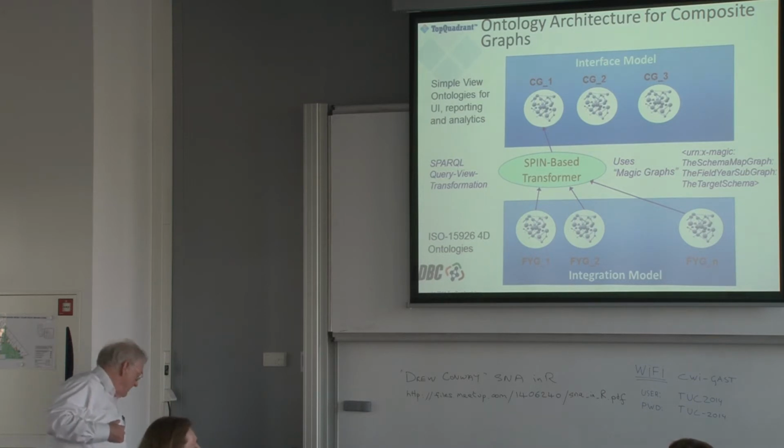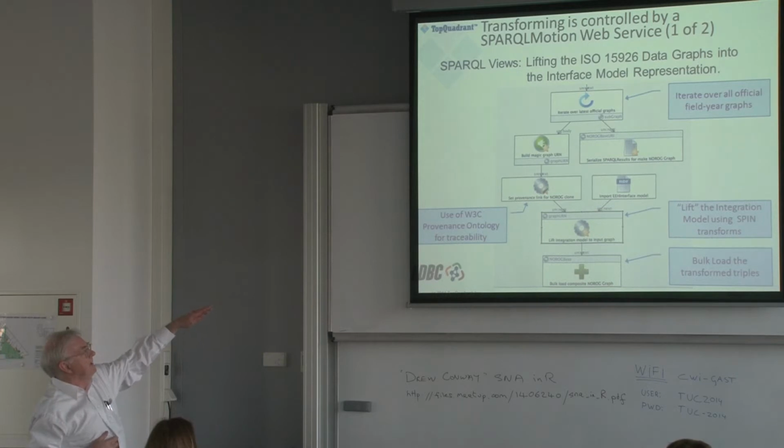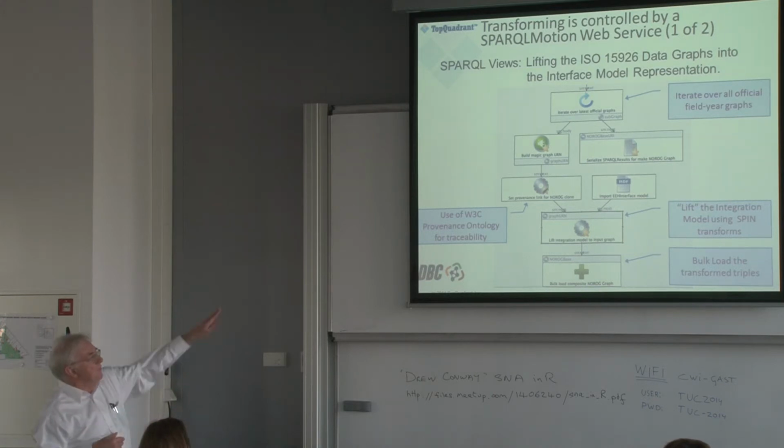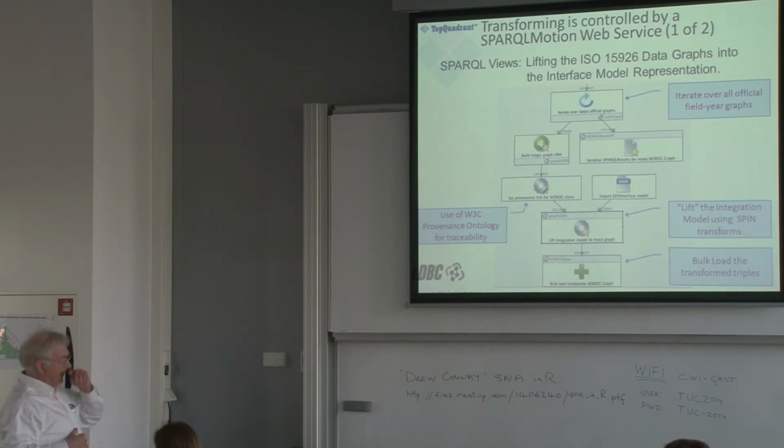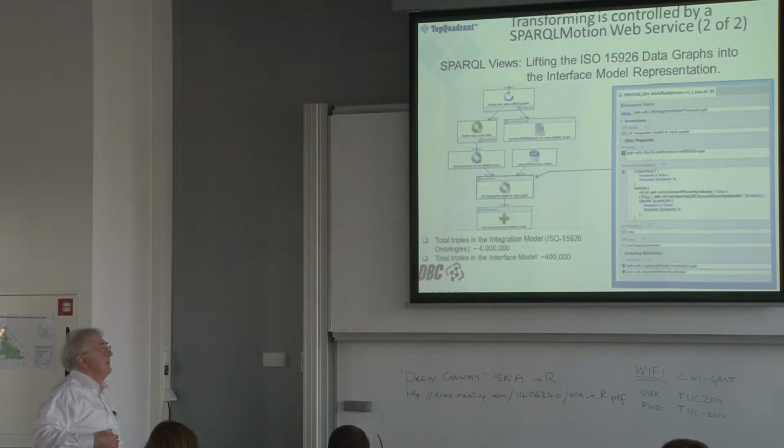So without spending much time there, I'm now into how it happens. I've gone under the covers here. This is a SPARQLMotion script where we see the use of the provenance ontology, making lifting 15926 graphs into the interface model. The work is done in the second last module, which is a call to a script that I'm going to show. Bulk load is simply a bulk load in SPARQL terms.